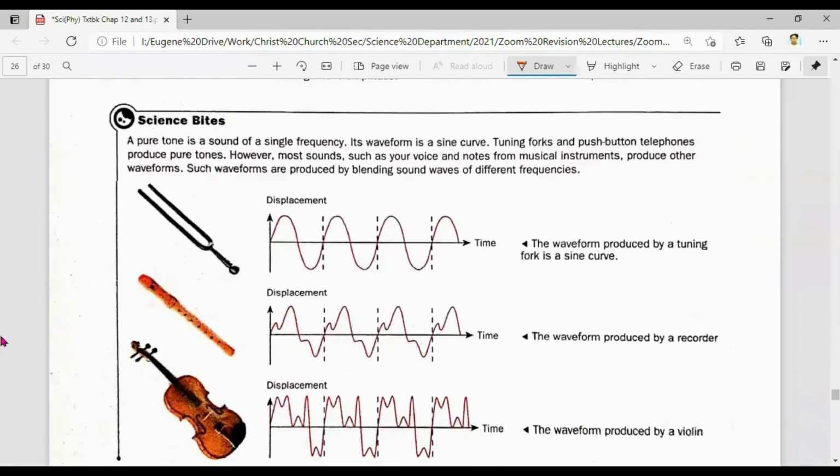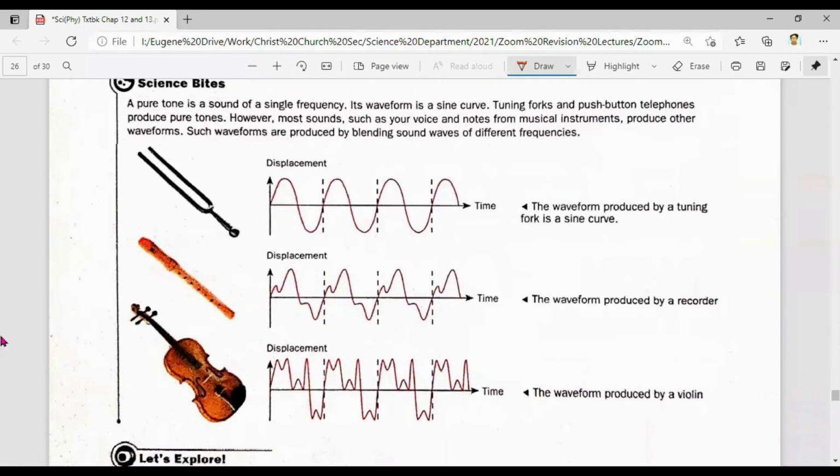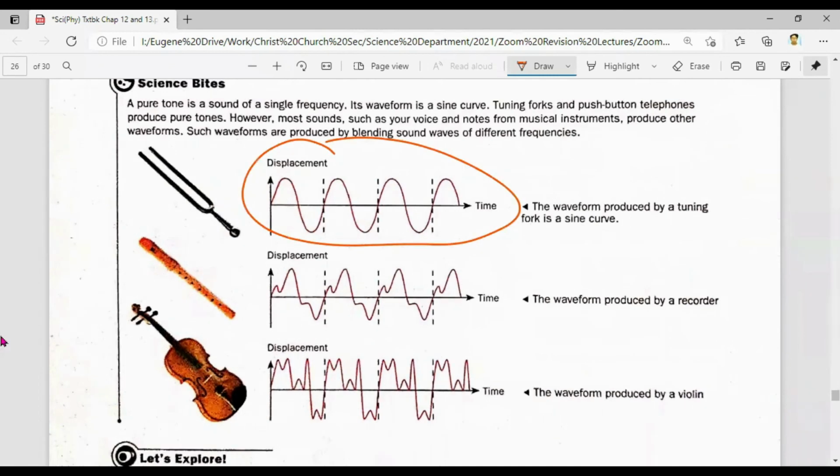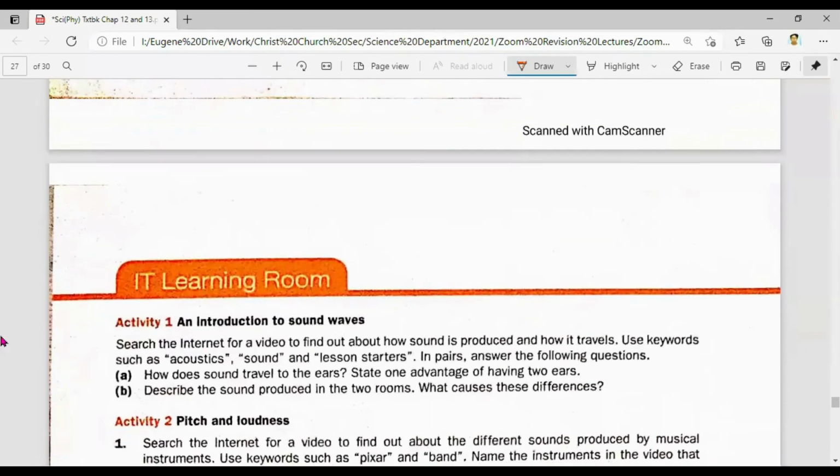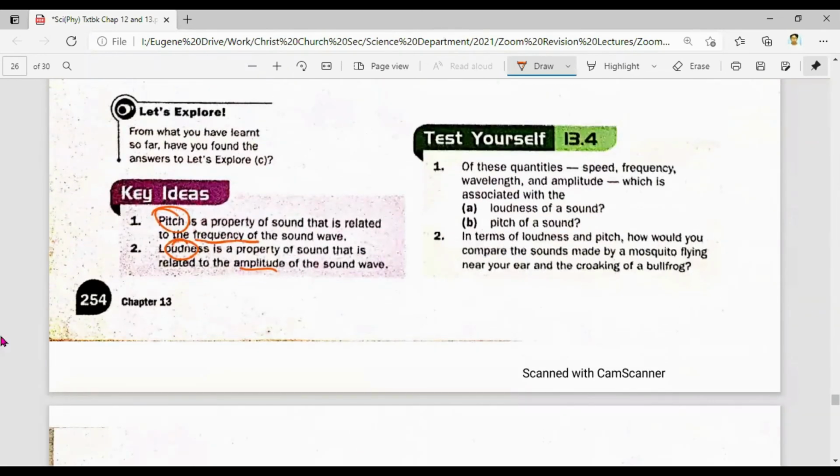You can see that in real life, sound looks very complex. But what we normally do in the exam is look at sound in terms of simple waves like this, not such complex waves, so don't worry. So in 13.4, key idea: pitch is a property related to the frequency of a wave. Loudness is linked to the amplitude of the wave. So this is the end for sound and EM wave.